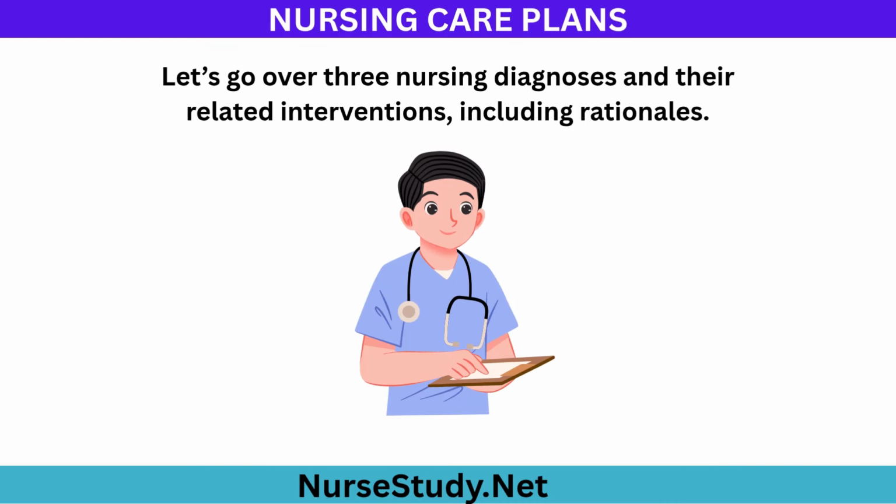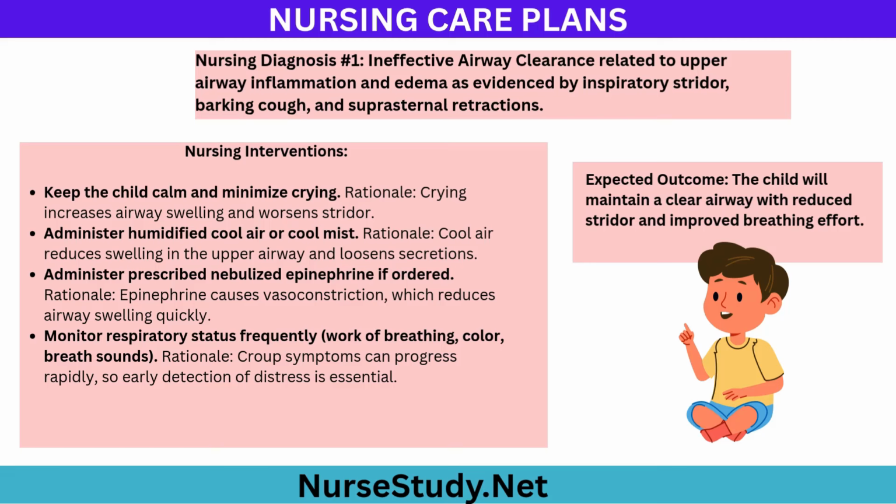Nursing care plan. Nursing care plan number 1. Nursing diagnosis: ineffective airway clearance related to upper airway inflammation and edema as evidenced by inspiratory stridor, barking cough, and suprasternal retractions. Interventions and rationales: keep the child calm and minimize crying. Rationale: crying increases airway swelling and worsens stridor.